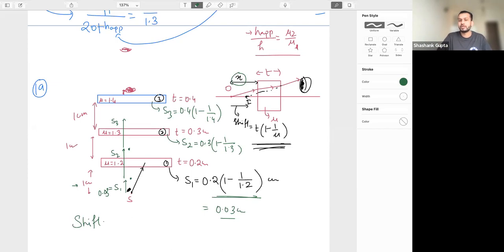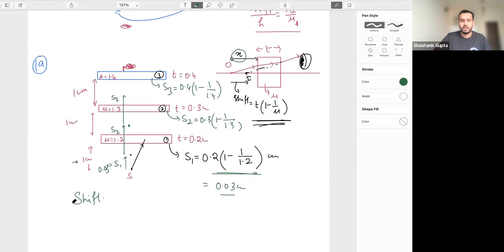Okay, this 1 centimeter distance is not useless, I'm coming to that. The total shift, because they are not talking about the shift, they are talking about the image. So the total shift is S1 plus S2 plus S3. Is that clear to everyone? The second one, someone is saying it is coming out to be 0.06, and the third one is coming out to be 0.01. So the total is coming out to be 0.21.